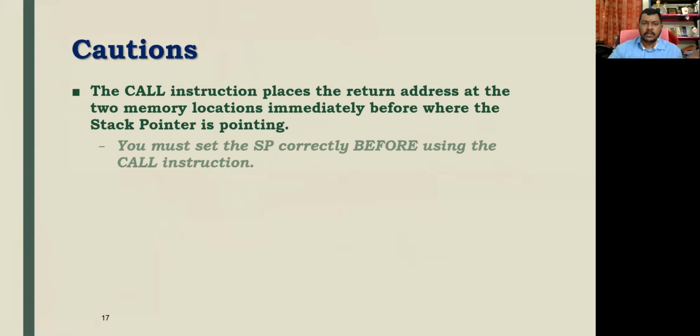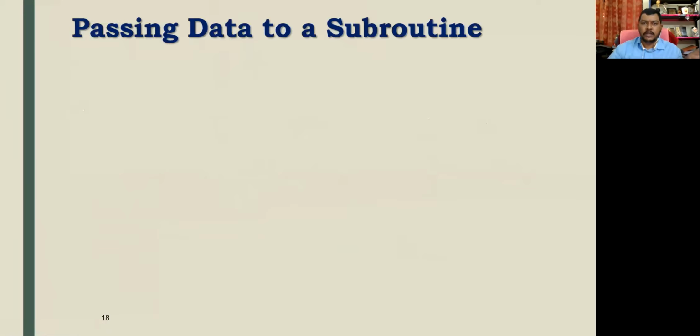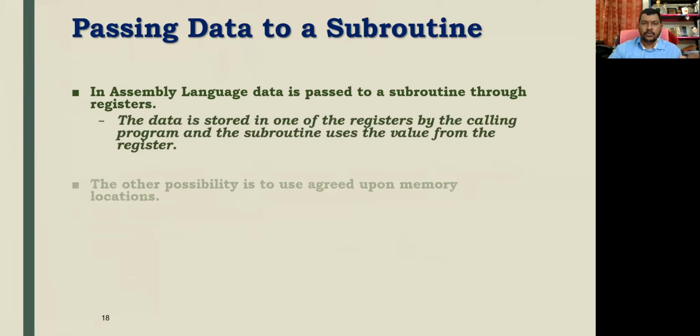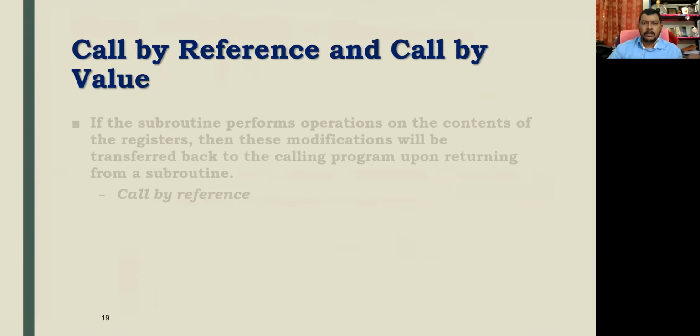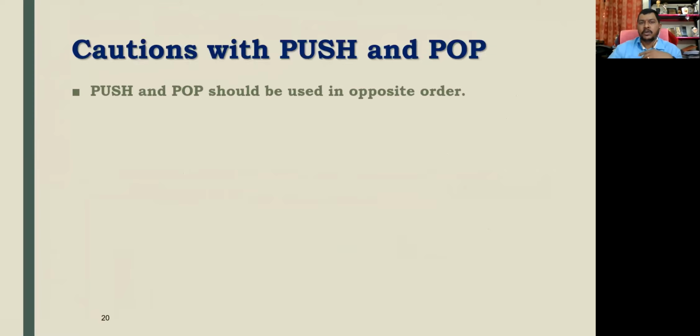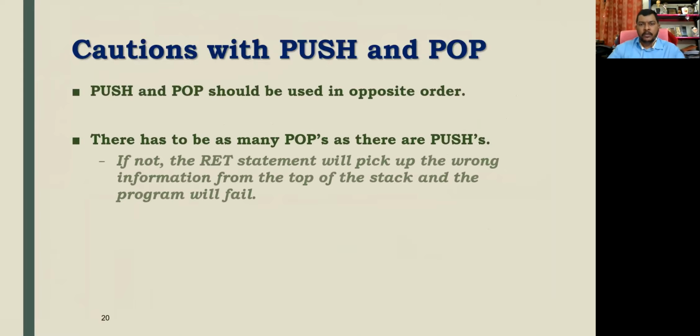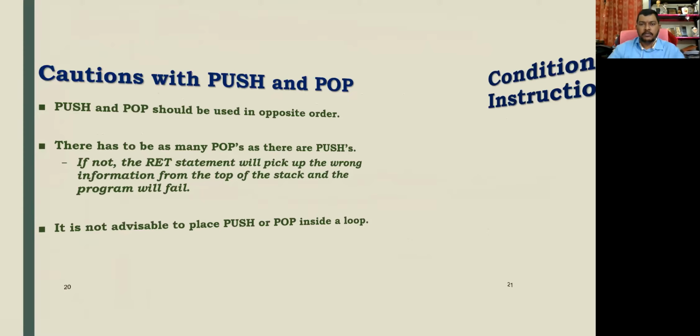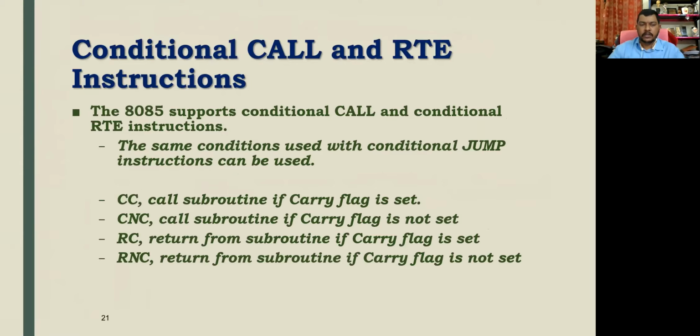So this was all about it, and these are some of the precautions to be taken, passing data to a subroutine, and some references to call, and we have some precautions of push and pop also. Then we have the conditional call and return instructions I have shown you: call if carry flag is set, call if there is no carry, return if there is carry, return if there is no carry.